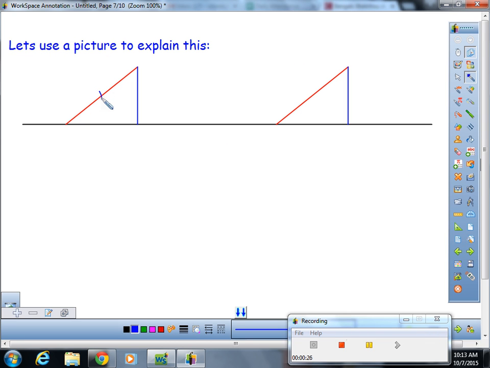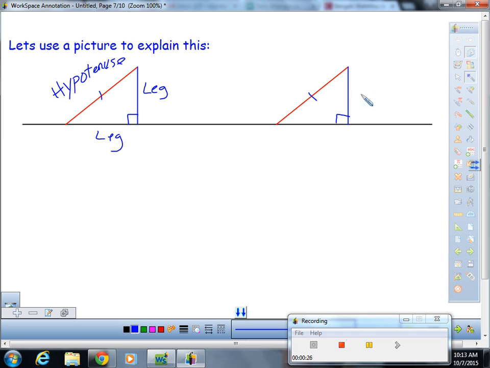Let's say we've got some right triangles. Now, remember, the hypotenuse is the largest side of a right triangle. That's the definition. You've learned that before. The legs are the sides that make up the right angle. This can be confusing because some people also refer to legs as the sides of an isosceles triangle. I feel for you.